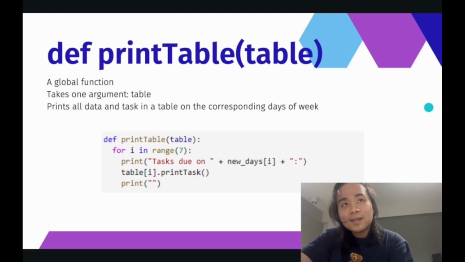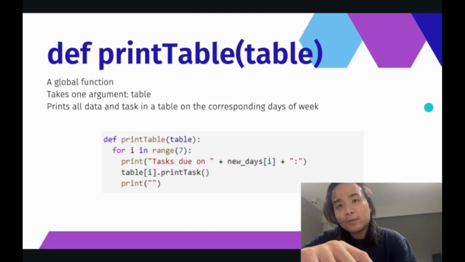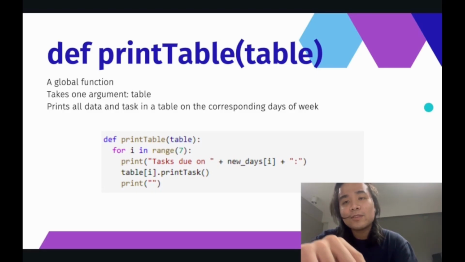So this function is printTable function. The printTable function is used to print the data and tasks in a table on the corresponding days of the week. So first we have to define printTable function, and we have to create a for loop and let i be the number of days in a week, and we have to print the task due on and the number of days, and then we use the printf function that my friend said earlier.